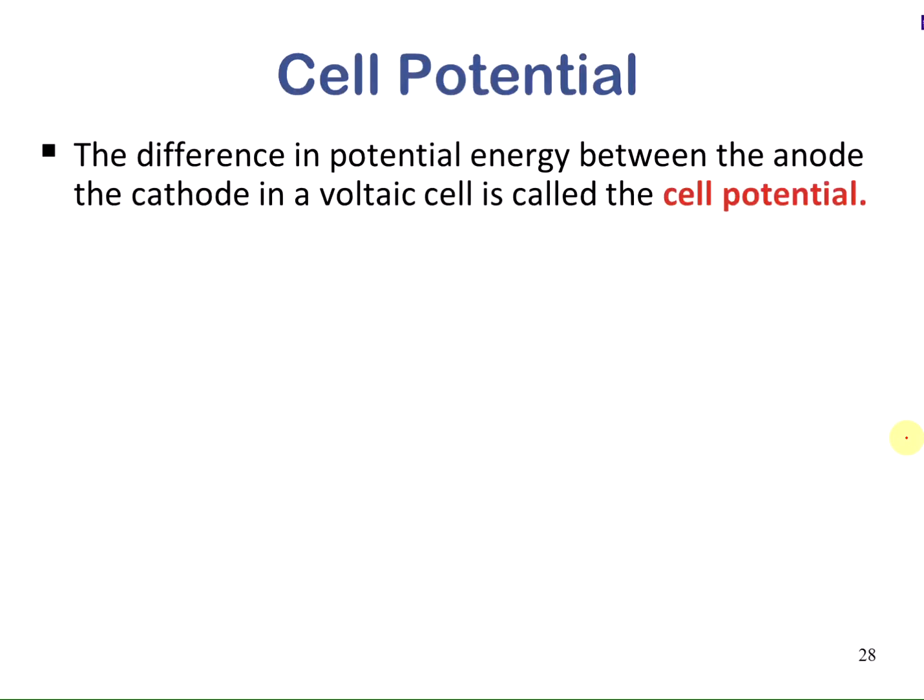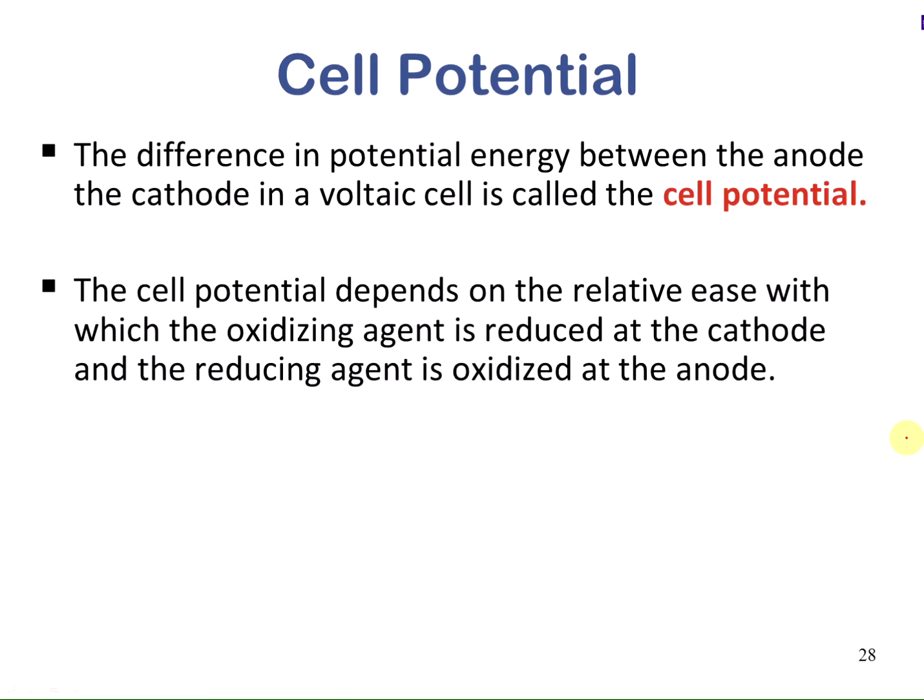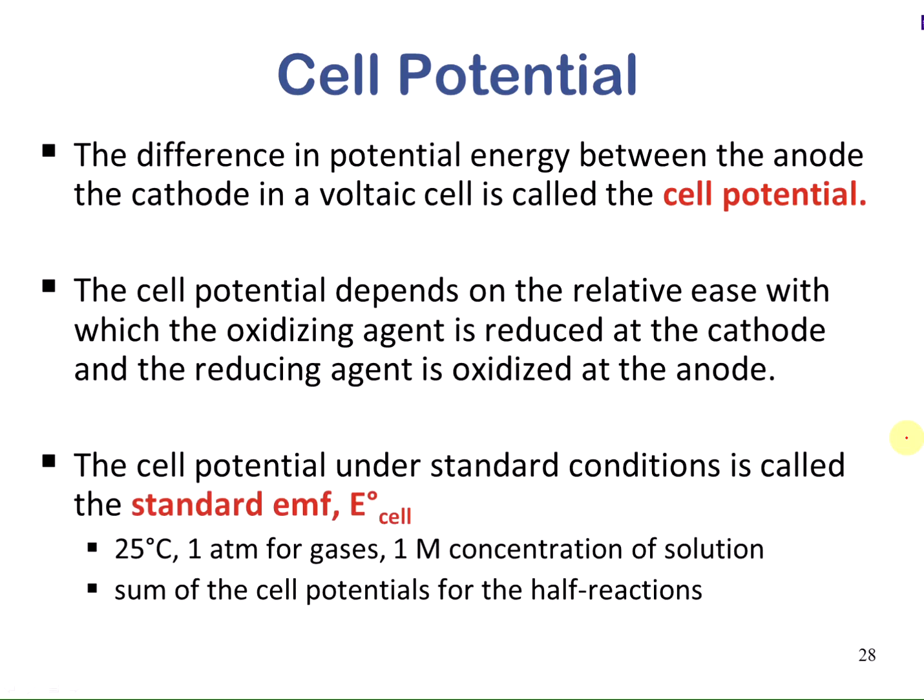Now the difference in potential energy between the anode and the cathode in a voltaic cell, that's called the cell potential. And the cell potential depends on the relative ease with which the oxidizing agent is reduced at the cathode and the reducing agent is oxidized at the anode. And the cell potential under standard conditions is called the standard EMF, or the E naught of the cell. And under standard conditions, we're talking about 25 degrees Celsius and 1 atmosphere for gases and a concentration of 1 molar for solutions. And then remember, this is the sum of the cell potentials for all of the half reactions.